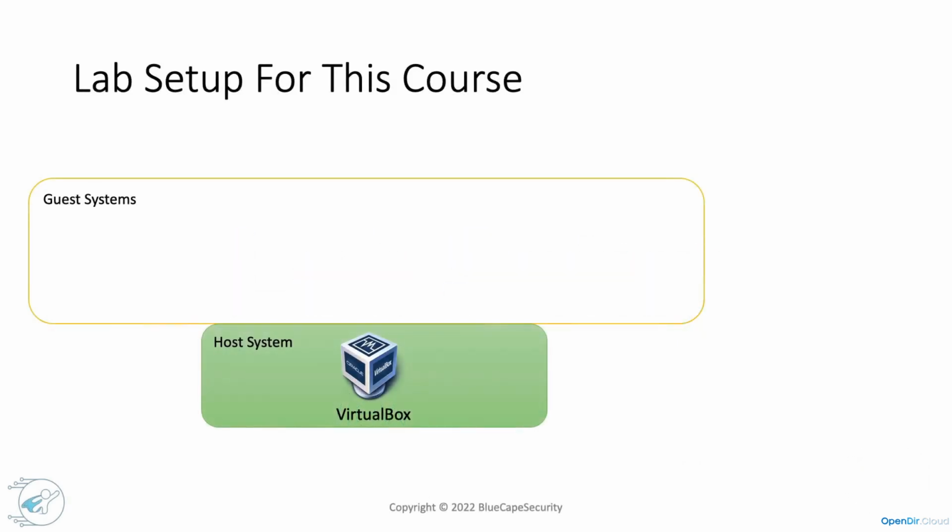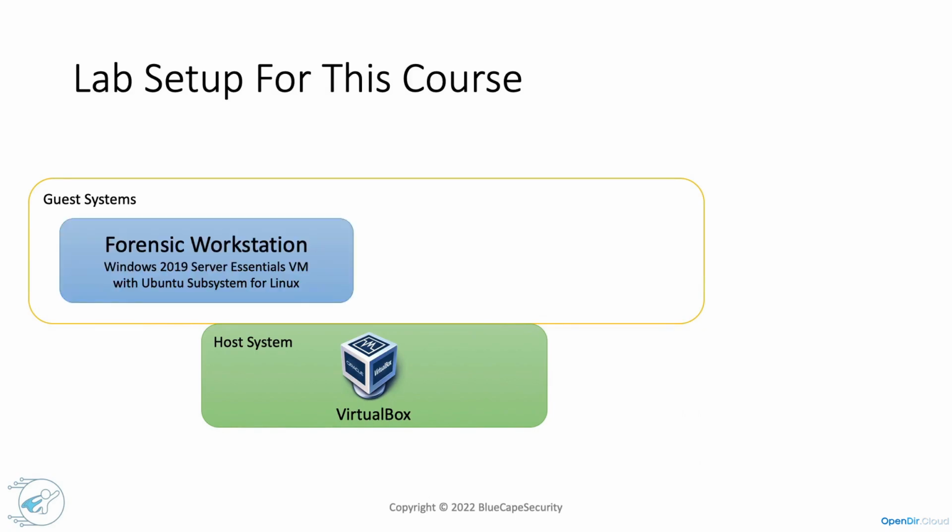As for the lab setup for this course, I mentioned that we will need a VirtualBox hypervisor on our host system. And then we'll also set up a forensic workstation. Now there's definitely some flexibility here. I have a tutorial available that guides us through the installation of this forensic workstation, and I will be using a Windows 2019 Server Essentials VM just because, in terms of performance, it's easier to navigate around and also is pretty quick to set up.